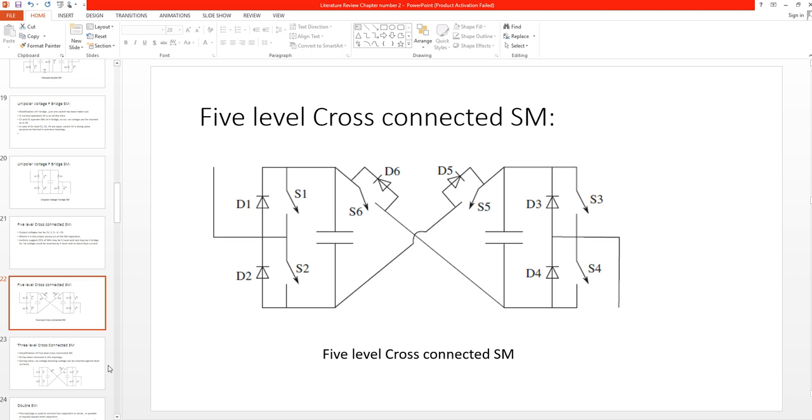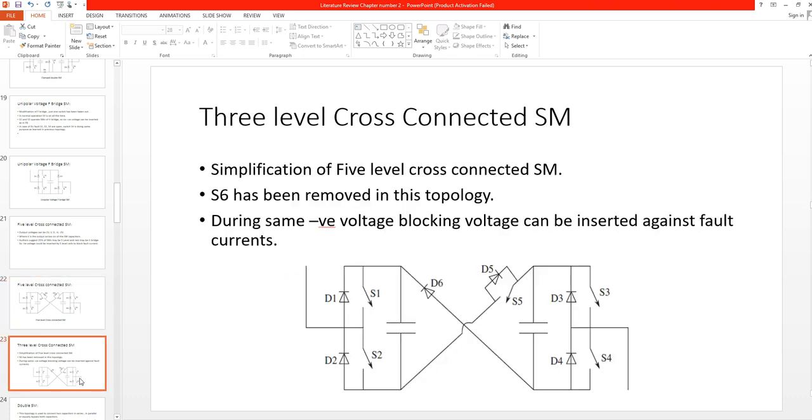Now the next topology that we are going to discuss is just a simplification of the 5-level cross connected submodule. So in this topology you can see that here D6, in this point we have removed the switch S6. Okay, so this is the same as the 5-level cross connected submodule, but the difference is that we have removed this switch S5.